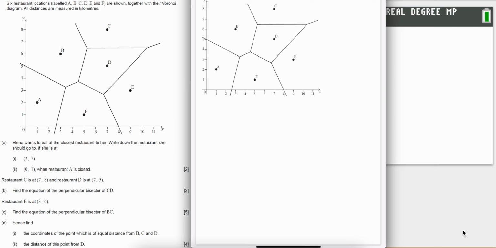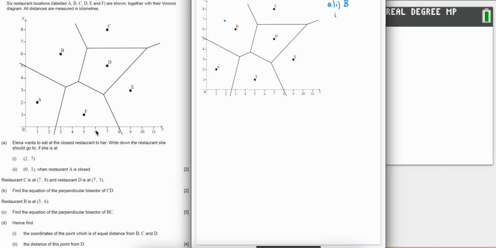Diagram. So in the question, you're given this Voronoi diagram here, and each point is labelled as a restaurant. The first part of it is that the person the question is about, Eleanor, wants to eat at the closest restaurant to her, and we need to write down which is the closest if she's at the various points. The first one is at coordinate (2, 7). If she's at (2, 7), we could mark this on our paper, then she would be around here, and therefore the closest point to her would be B. So for part (a)(i), the answer is B.